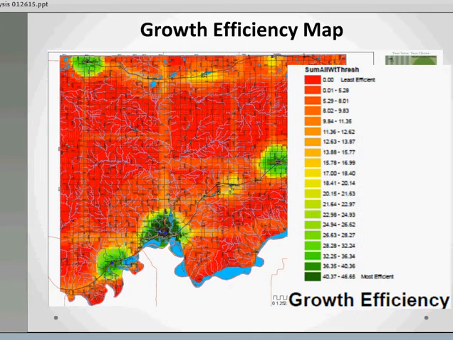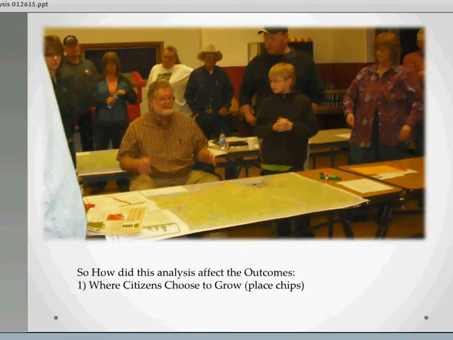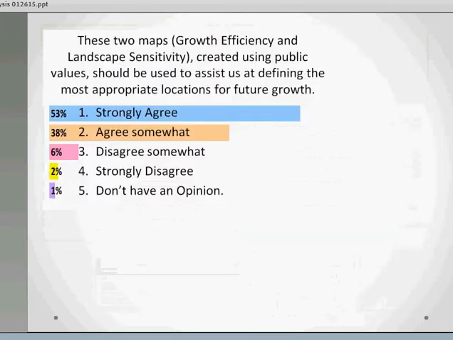This is arguably more defensible, okay, because it's not saying they're all equal, and you're using citizen values to project them. We used that when we played the chip game. It informed where people placed their chips, and there's a lot of landscape sensitivity and growth efficiency as part of this. You might remember we talked about how both of these were linked to Century Code, lessening of community expenditures and conserving and developing natural resources, okay? So it was important for that.